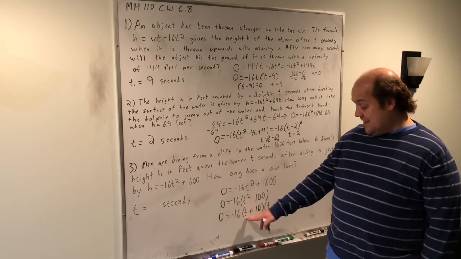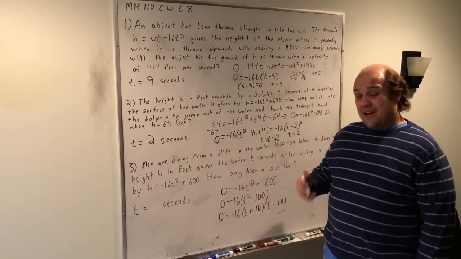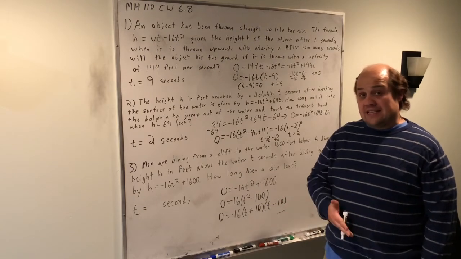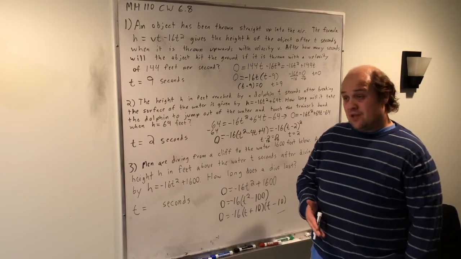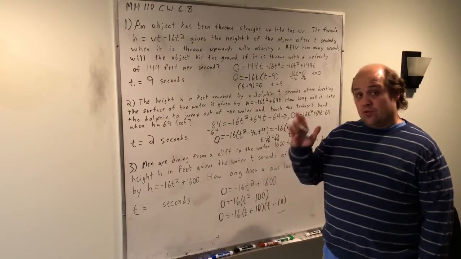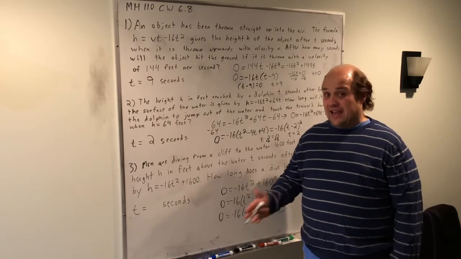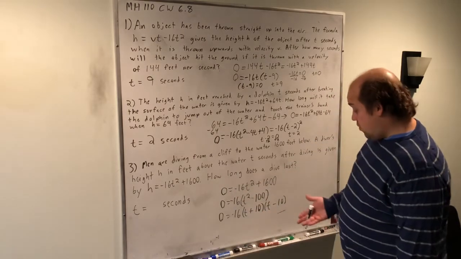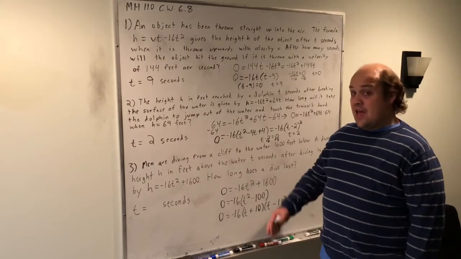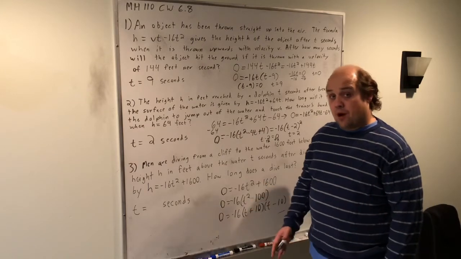If I plug in a negative 10 here, it would make this factor 0, but I gotta think in context, what would negative 10 even mean here? That would be 10 seconds before the person jumped, which really means that the formula doesn't apply to them then. The formula only really starts working at time equals 0, or technically really after time 0. So, for that reason, even though this would give me an answer of negative 10, I can rule out that answer as not being logical within the confines of the problem.